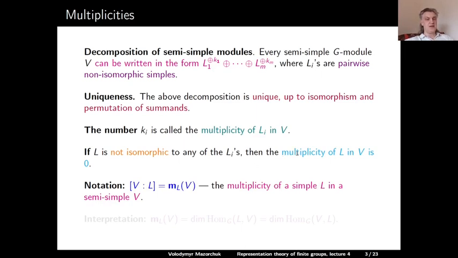And we have seen the interpretation of this number. The multiplicity of the simple module L in a semisimple module V is equal to the dimension of the space of all G homomorphisms from L to V, and this is also equal to the dimension of the space of all G homomorphisms from V to L.